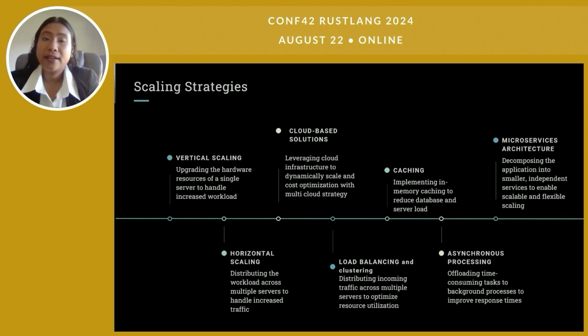We need to get our software accessible across all geographies in the world, which means we need to adopt proper scaling strategies. There are multiple scaling strategies: vertical scaling, horizontal scaling, cloud-based solutions, load balancing and clustering, caching, asynchronous processing, and microservices-based architecture. Vertical scaling is a traditional approach. Nowadays, it is not recommendable.